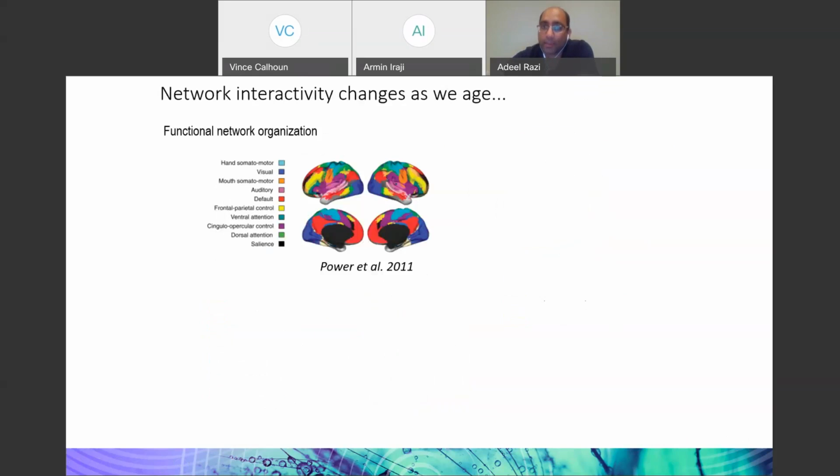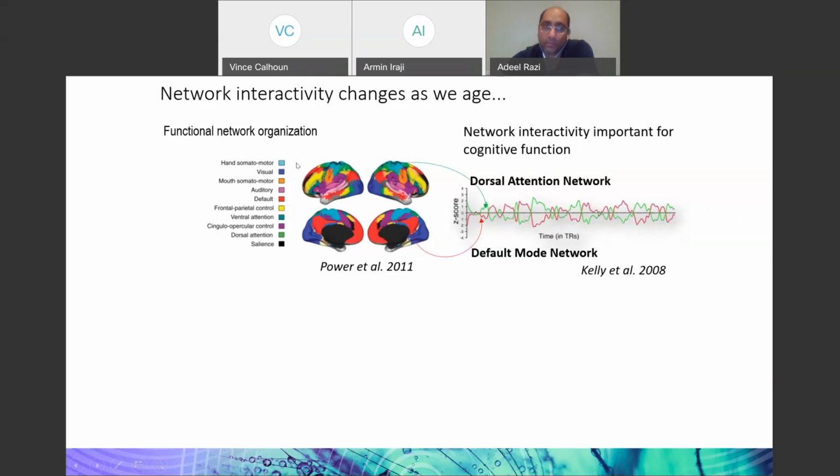One of the very early examples I wanted to show was about aging and lifespan, using the lifespan dataset of the Cambridge Centre for Ageing and Neuroscience, CamCAN. The problem we are looking at here is very well known: the brain has different functional networks. For example, two of them I'm showing here are the default mode network and the central attention network, and as you can see, these are anti-correlated. This comes from very seminal work by Power et al.